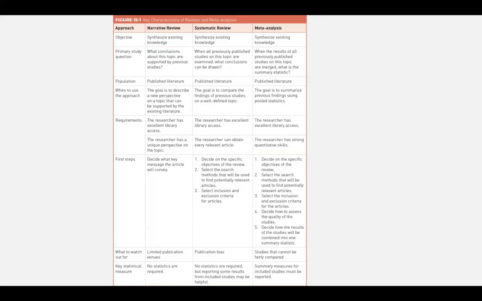The limitation, things to watch out for here, is sometimes studies can't be fairly compared. There might be a limited number of studies out there. We can only do so much. With narrative and systematic reviews, there's no statistics. Meta-analyses will have some summary statistics, but for the most part, it's going to be more narrative in nature in terms of what the findings are. So with synthesis research, this helps us to become experts in a field because now I've looked at dozens and dozens, if not hundreds of studies on a particular subject. I really know what's going on.